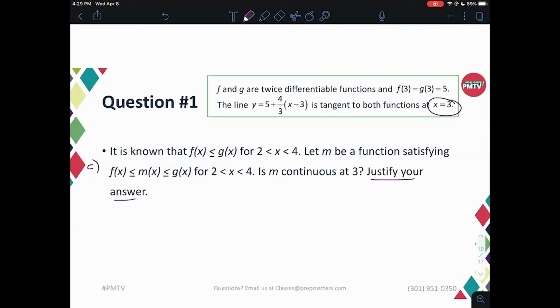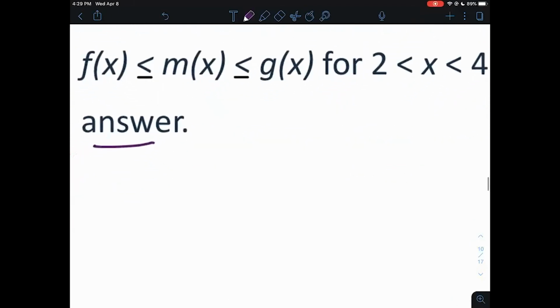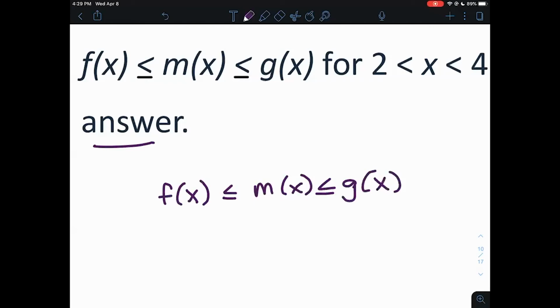Justify your answer. Okay, so there's two things we have to know about a function in order to answer this continuity question. What is m of 3 and what is the limit as x approaches 3? Do they equal each other? So that's what we want to figure out. So let's go with this statement right here. f of x is less than or equal to m of x, which is less than or equal to g of x. I want to know everything at actual 3, so I don't care about this.